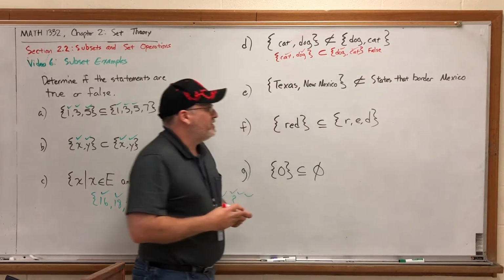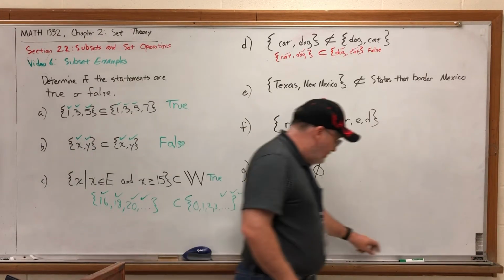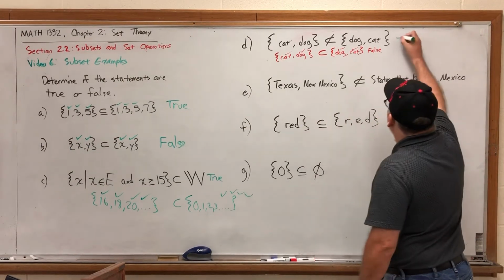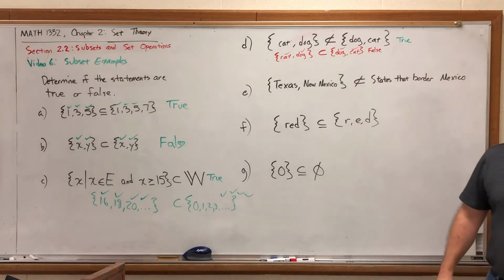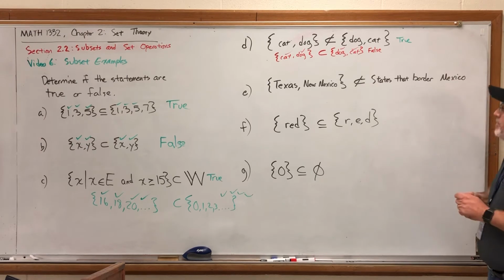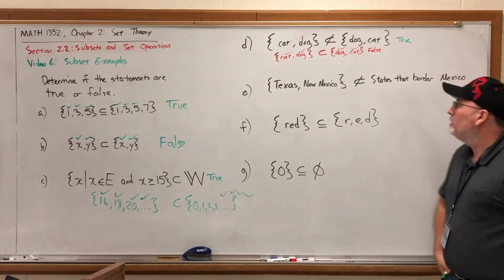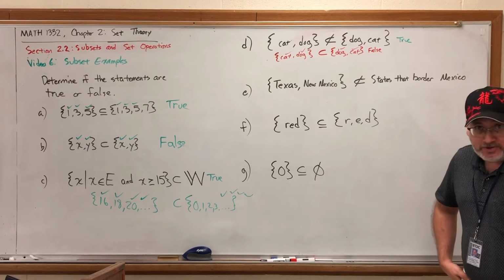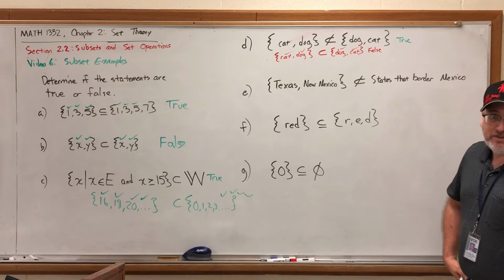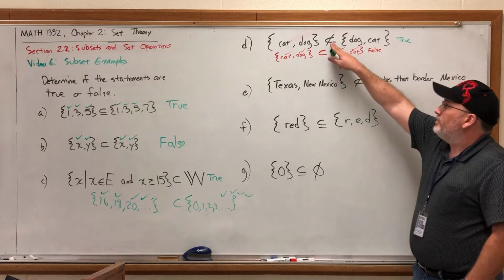So if the red statement is false, guess what that means about the original statement? That it has to be true. Cat and dog is not a proper subset of dog and cat. Now you may have been able to determine that that statement was true without looking at its negation. What would it be if it said proper subset? It would be false. Therefore the opposite has to be true. But that's one way to attack the truth value of a statement involving the opposite of something.